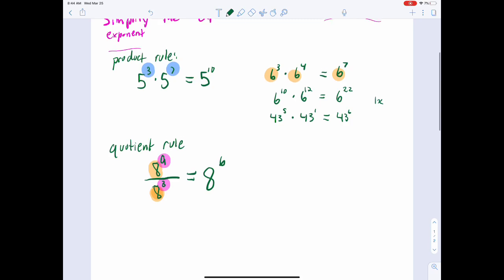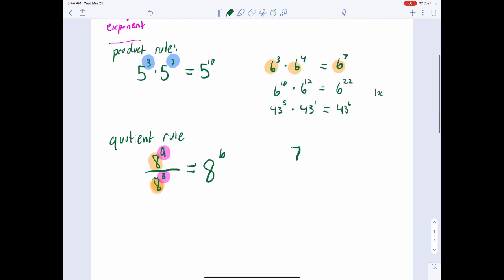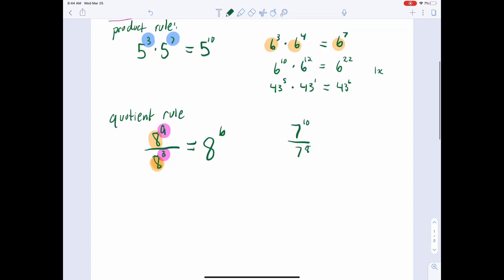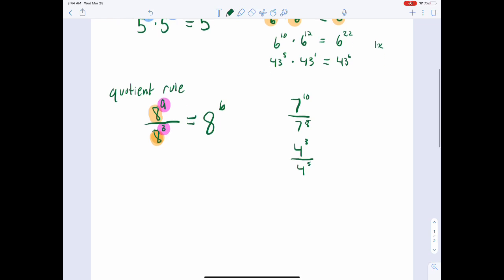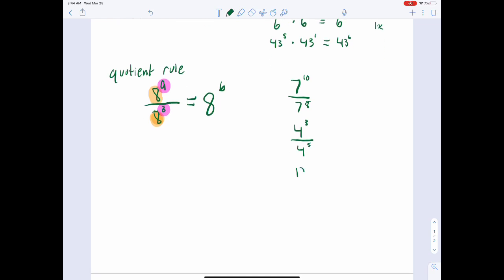Alright, so here's some practice for you to try. Let's say you have 7 to the 10th over 7 to the 8th. Let's say you have 4 to the 3rd over 4 to the 5th. And let's say you have 12 to the 7th over 12. Pause the video and try those out.